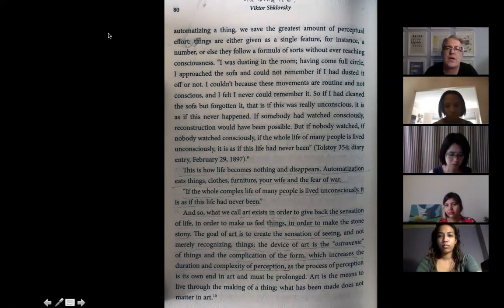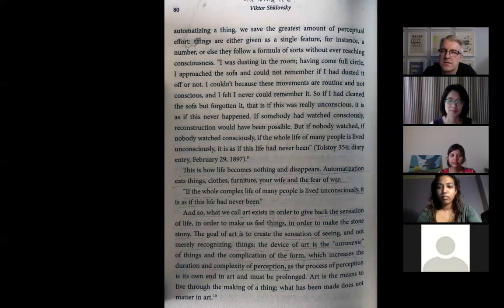So if we start reading here, Shklovsky starts this excerpt by taking a section of Leo Tolstoy's diary. Anyone know who Leo Tolstoy was? Who was Tolstoy? An author? Yeah, Tolstoy was a very famous author. Arguably he wrote the most famous novel ever. Anyone know what he wrote? Anyone know any of his works?